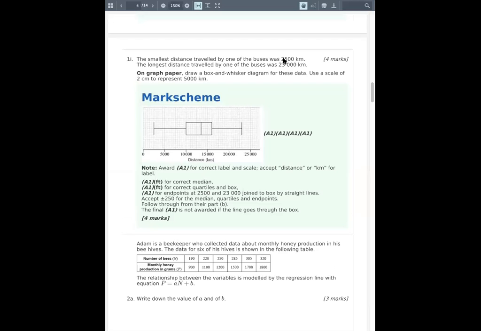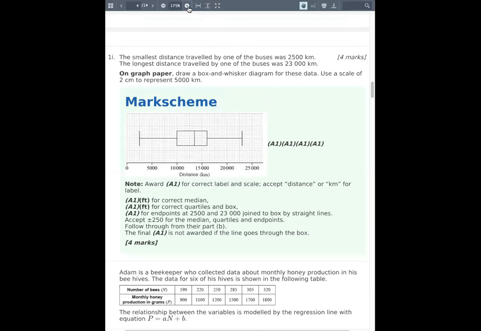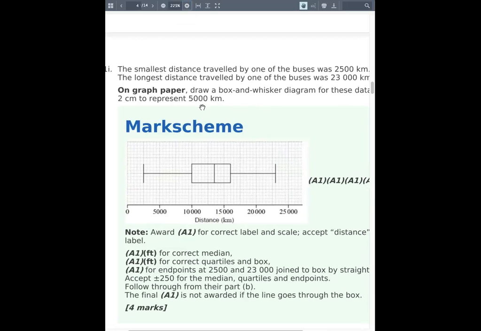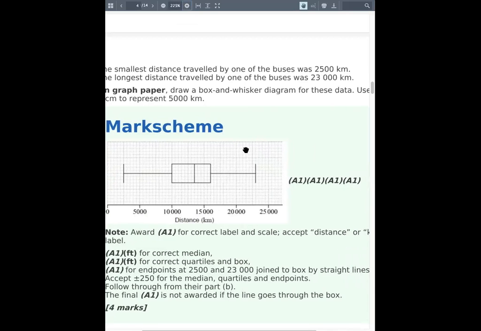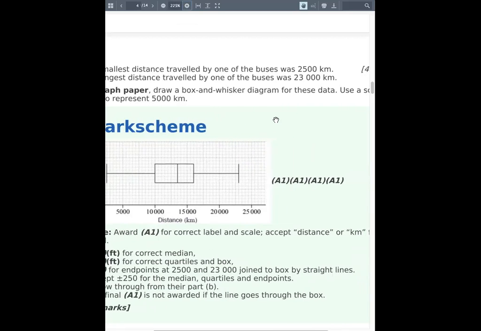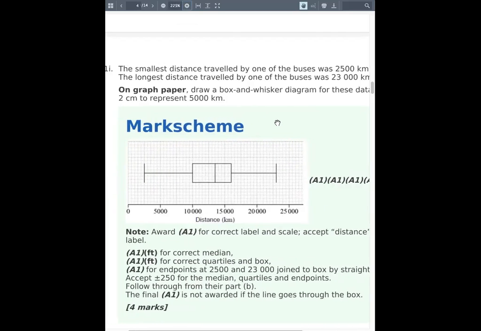Okay, so since it gives you 2,500, that's the smallest distance, right? So that would be the minimum, and that's what this line here represents. And since it says the longest distance traveled was 23,000, that would be the maximum, all the way to the right. So basically you would use the values that you got from your other answers. Remember we figured out median, lower quartile, upper quartile, and you would just take those values and utilize them here.